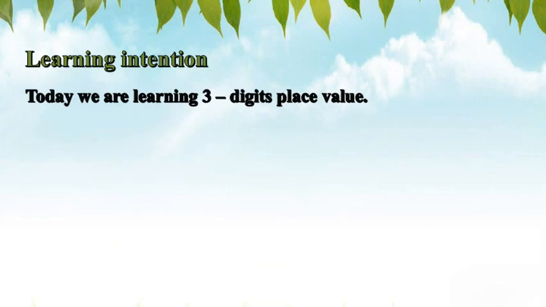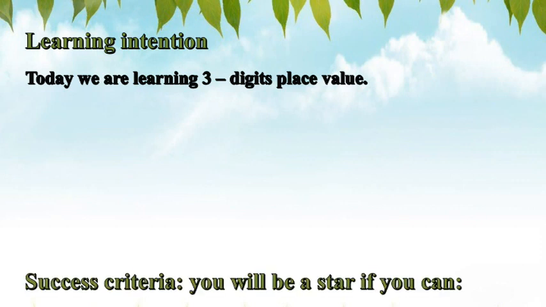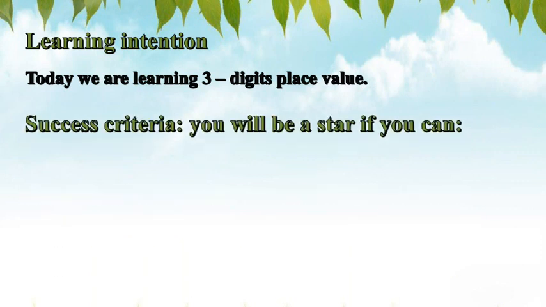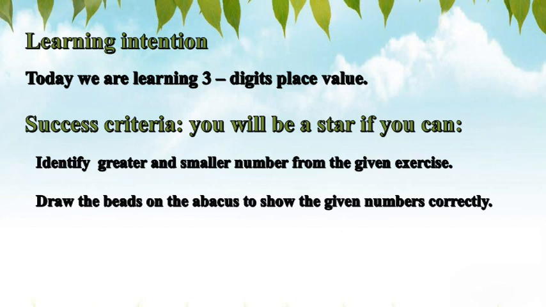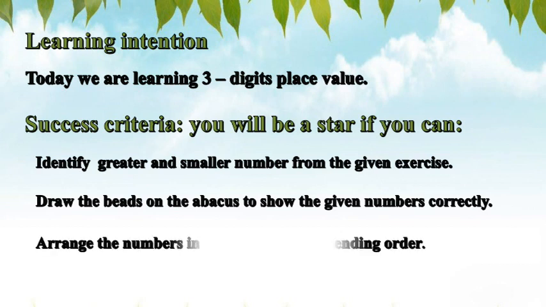Okay, now let's look at today's learning intention and success criteria. Today we are learning 3 digits place value. And now let's look at how we will be successful in today's lesson. You will be a star if you can identify greater and smaller numbers from the given exercise, and draw the beads on the abacus to show the given numbers correctly, and arrange the numbers in ascending and descending order.